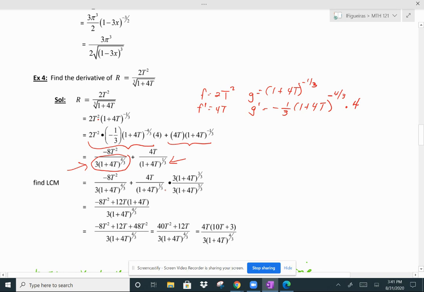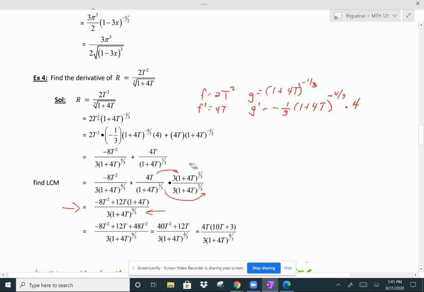And when you add 1/3 and 3/3, you will get 4/3 as your exponent. So that gives us negative 8t squared plus, and then here you can actually multiply these. So that'll be 12t times 1 plus 4t to the first power, which is the same as 3/3. And the denominator combines into our common denominator of 3 times 1 plus 4t to the 4/3.